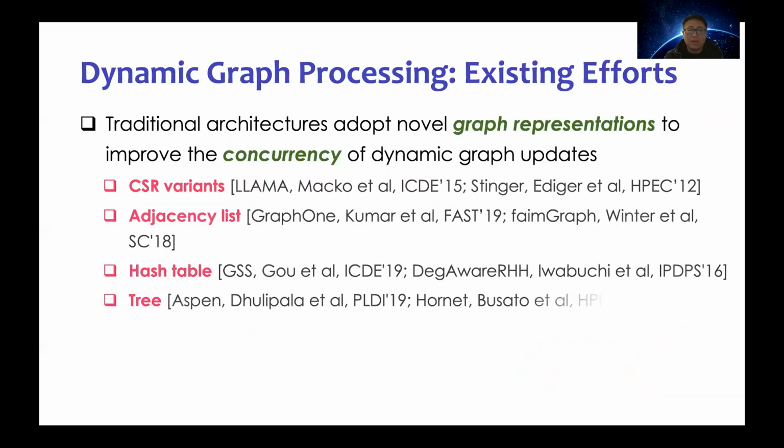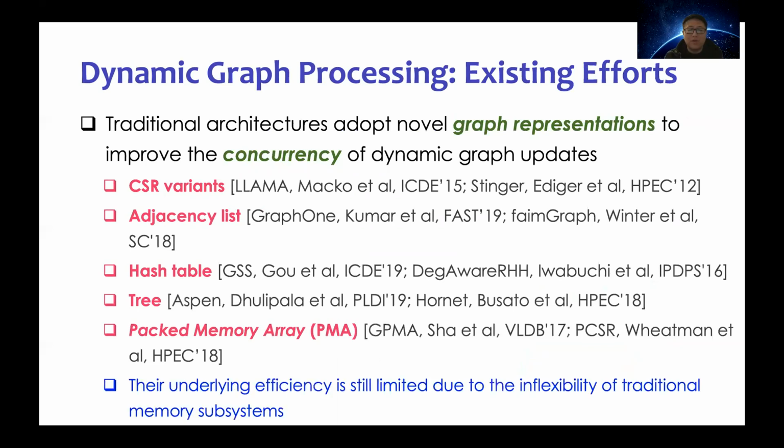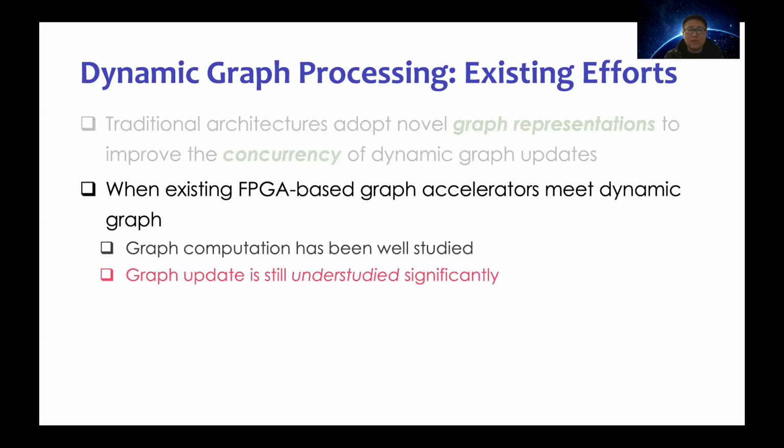Although early studies on traditional architecture use novel graph representation to improve the concurrency of dynamic graph updates, their underlying efficiency is still limited due to the inflexibility of traditional memory subsystems. In this context, graph computation has been well studied in existing FPGA-based graph processing accelerators, while graph update is still significantly understudied.